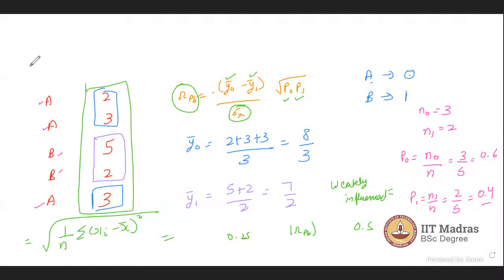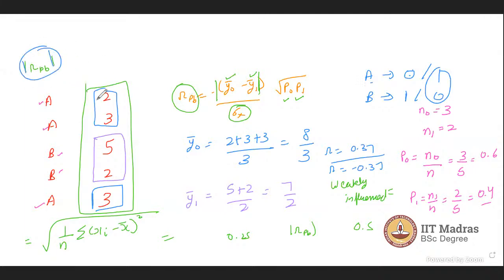If we want to find the absolute value of the correlation coefficient, then we take the absolute value of this. It is because if you interchange it, if you take A as 1 and B as 0, and suppose in this case your answer was coming 0.37, and if you reverse this category, your answer will become minus 0.37. So that's why we prefer to take the absolute value of the point biserial correlation coefficient.